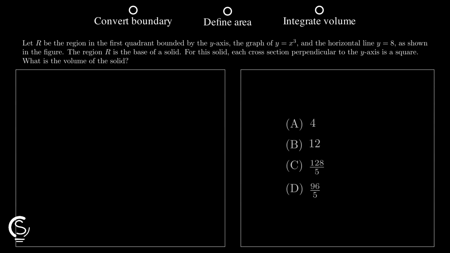Since cross-sections are perpendicular to the y-axis, we must express the boundary x in terms of y. Given y equals x cubed, we find x equals y to the 1/3.